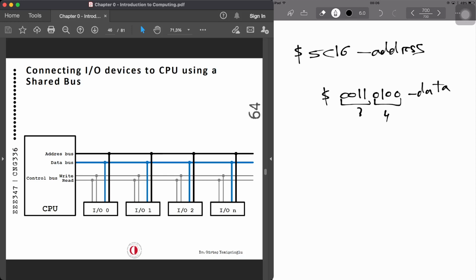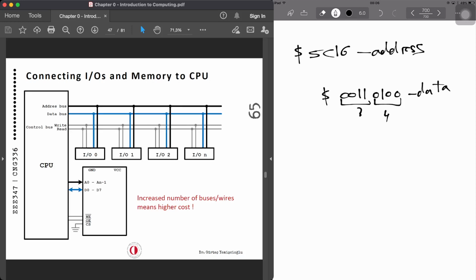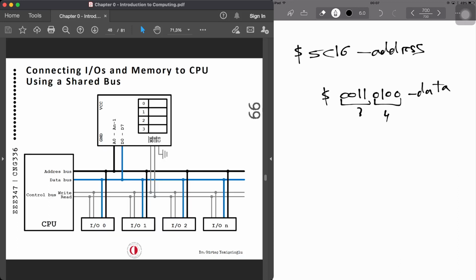Now, when we consider I/Os and memories together, you're actually increasing the number of buses or maybe wires. So you can have a higher cost because you are increasing the size of your system in the end. So we need to be careful while we are designing this type of circuitry or the systems. What you can do is you can also use a shared bus between I/Os and the memories. Okay, and this is showing the example over here.